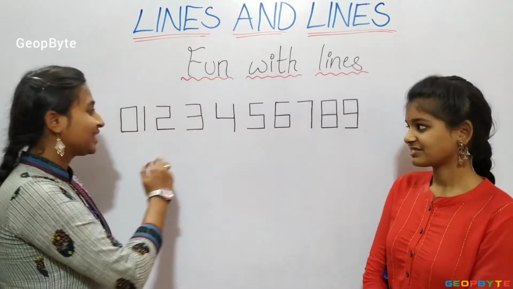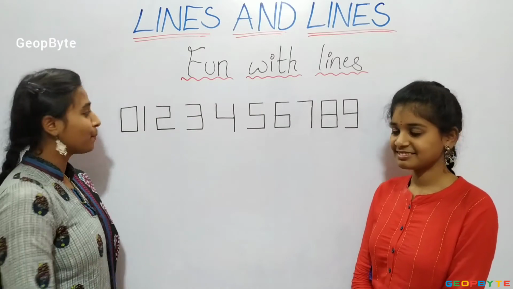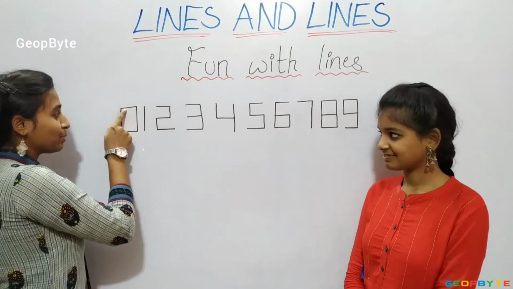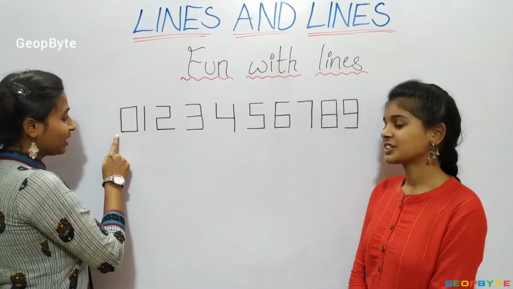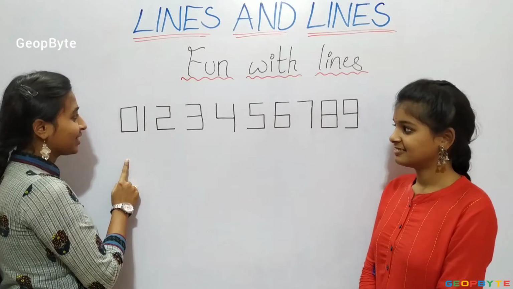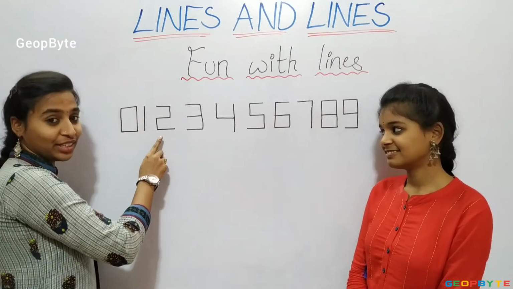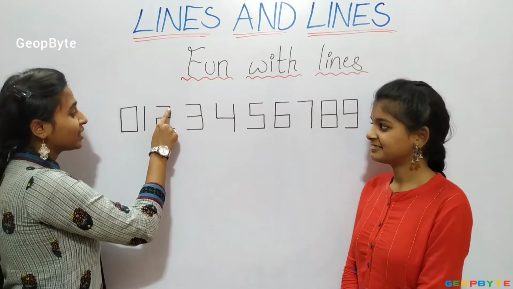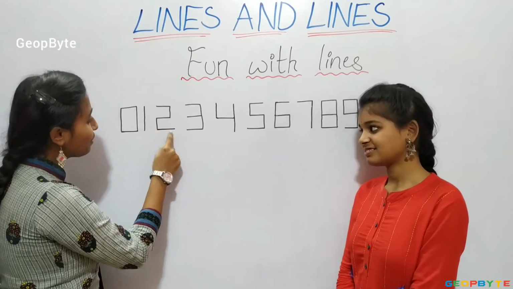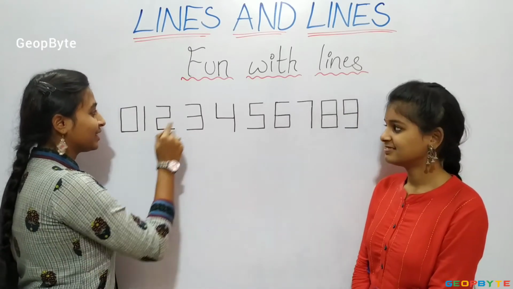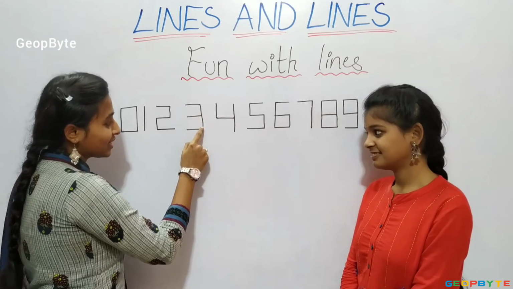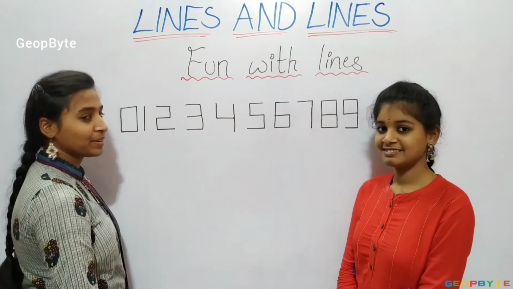Hey kids, see here we have numbers from 0 to 9. 0, sleeping line, standing line, sleeping line, standing line. 1, standing line. 2, sleeping line, standing line, sleeping line, standing line, sleeping line. 3, sleeping line, standing line, sleeping line, standing line, sleeping line.